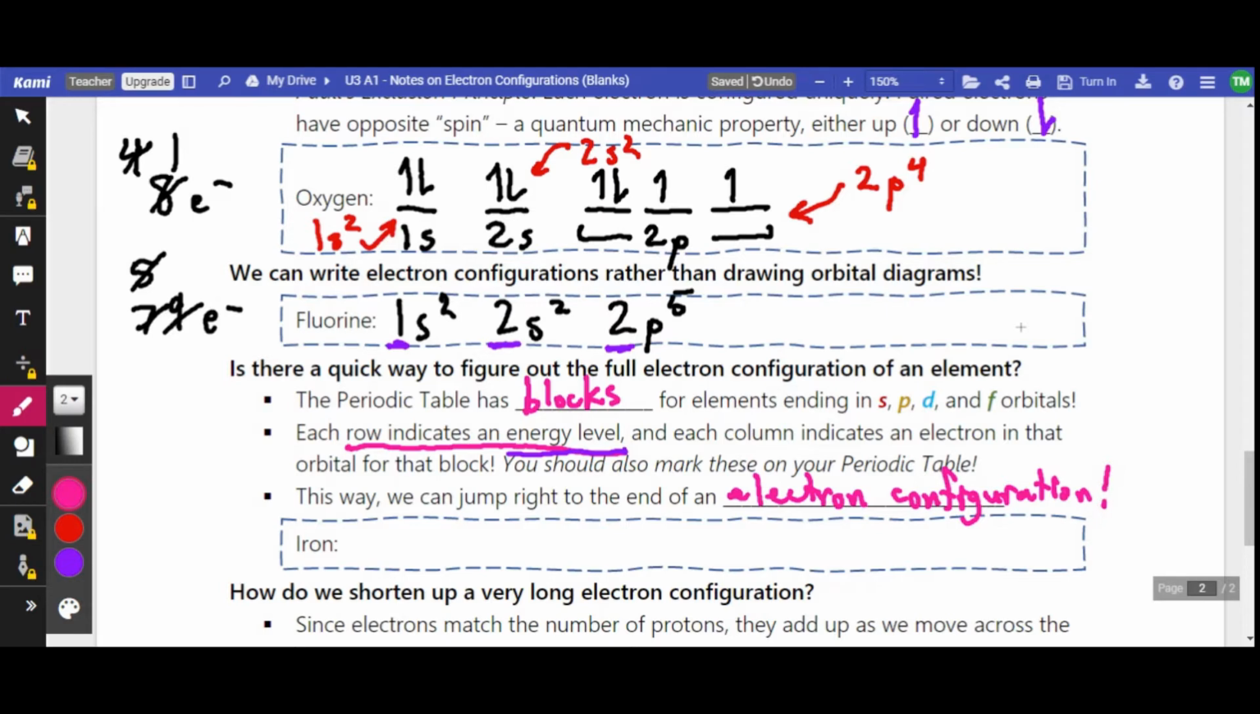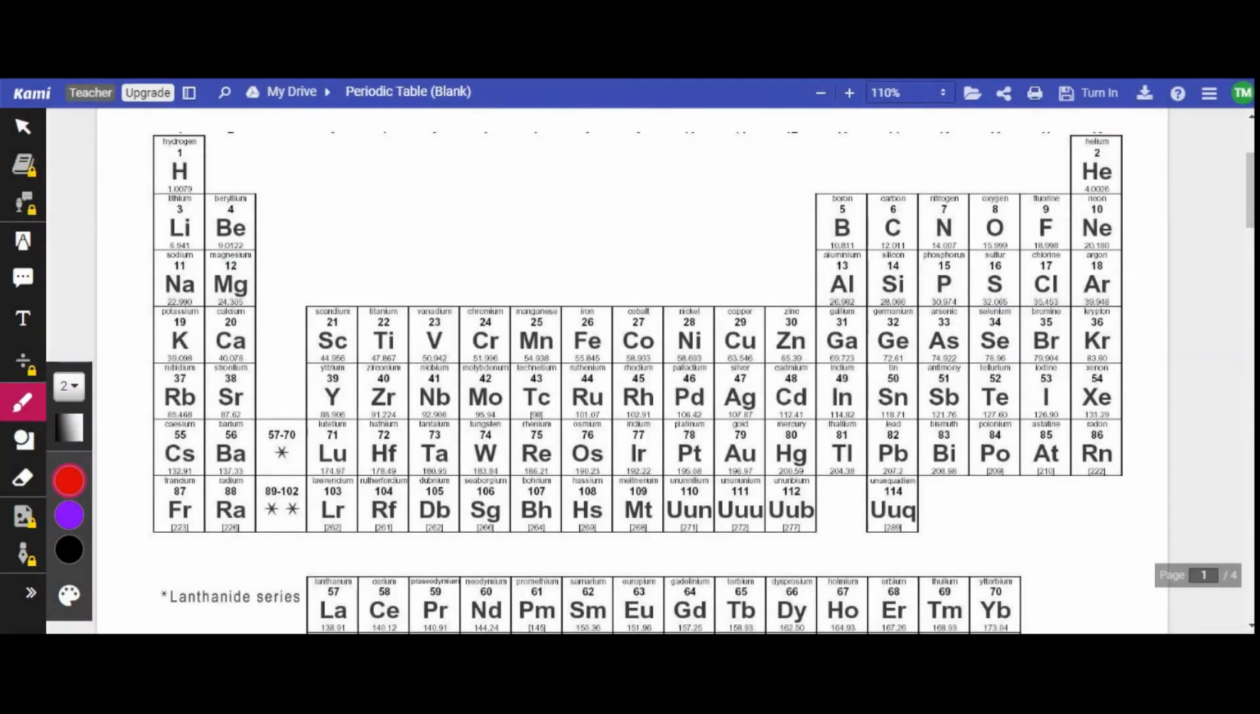There we go. So let's switch over to the periodic table and see what we can do with it. All right, so let's use the periodic table to give us some shortcuts here. First off, I'm going to number the rows down the left side of the periodic table.